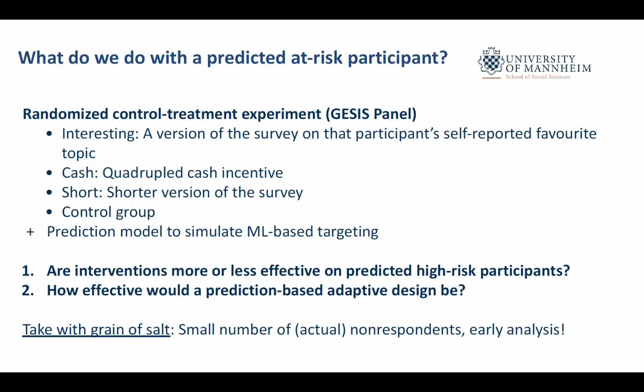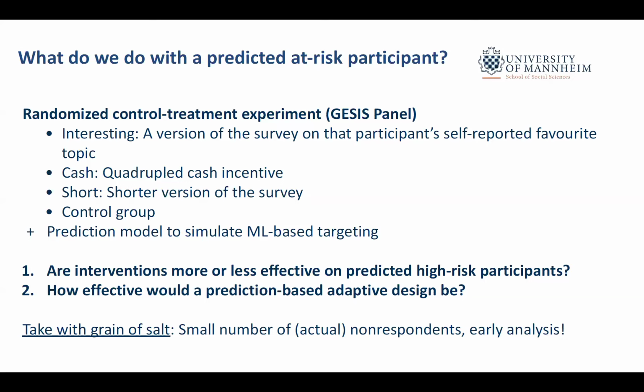The other condition is a classic. That was a higher cash incentive than the baseline incentive that we used typically in the cases panel. And then the other treatment was a shorter version of the survey, to try to reduce the burden with that treatment. And then clearly there's a control group.